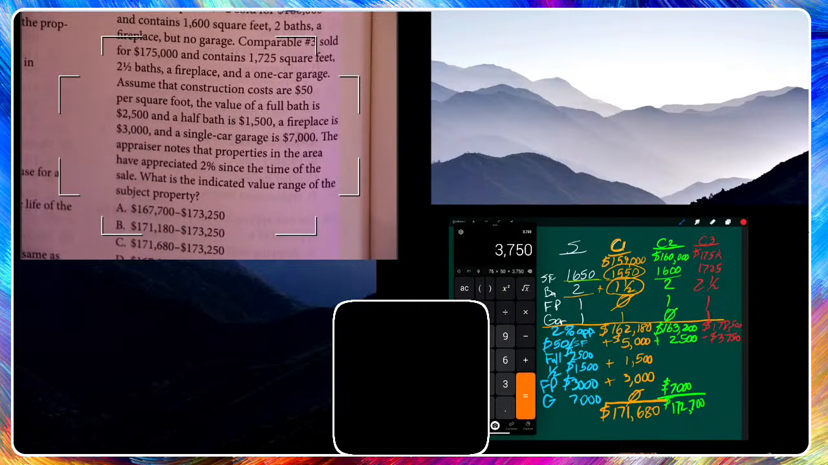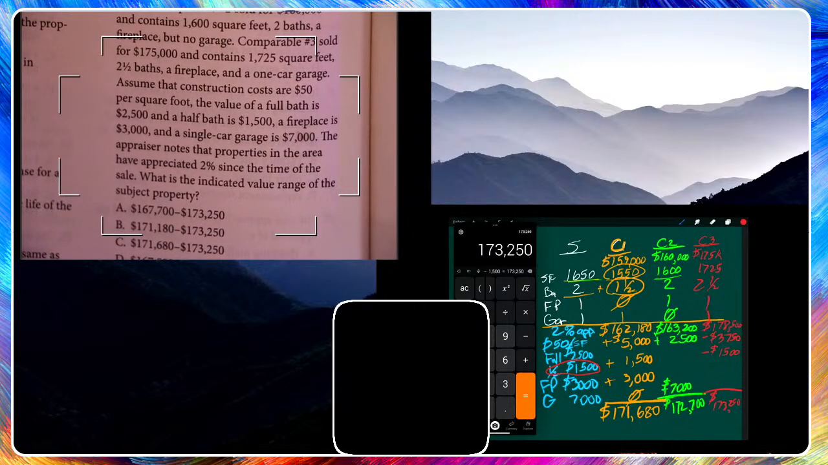What about baths? Okay, we got an extra half bath. They both have 2 full baths. This one has an extra half. Therefore, we're going to subtract 1,500. Fireplaces are the same and garages are the same. We can total them up. 178.5 minus 3,750 minus 1,500. It's 173,250.